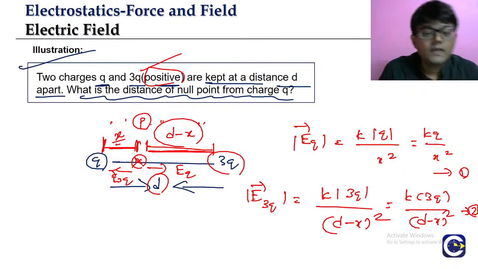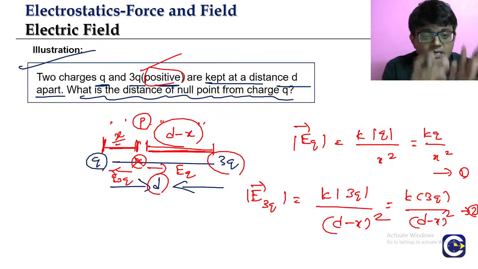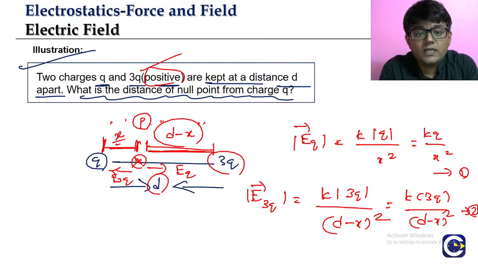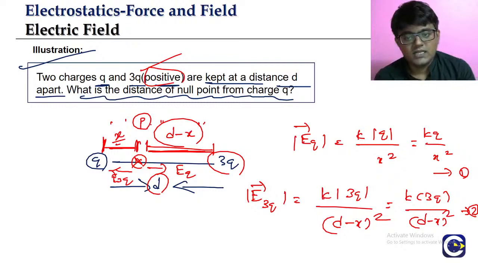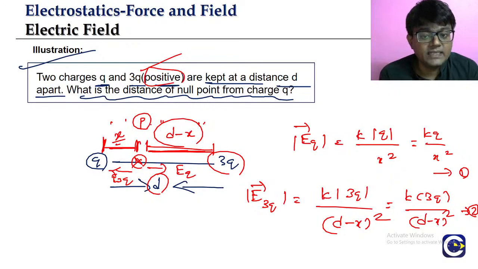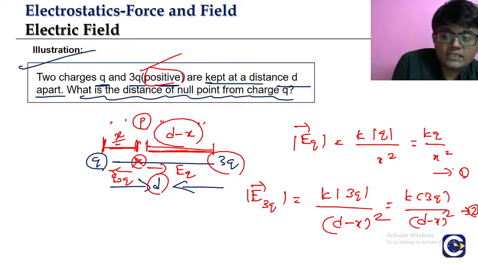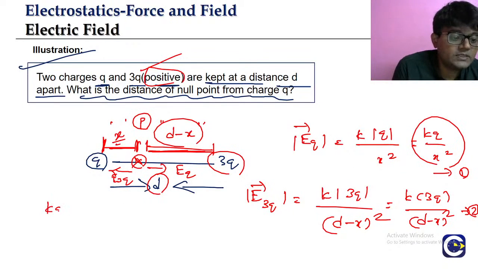Now when will we get the null point at the particular place, point P? Let's call it P. When will P be the null point? The directions of the two electric fields are opposite. It becomes the null point when the electric fields cancel each other. What is the condition? When two vectors cancel each other, they are in opposite directions and their magnitudes are equal.